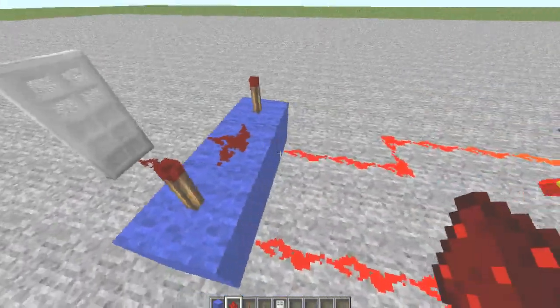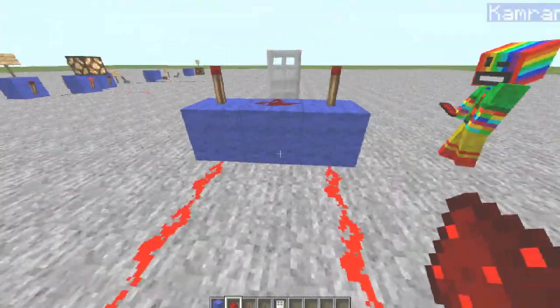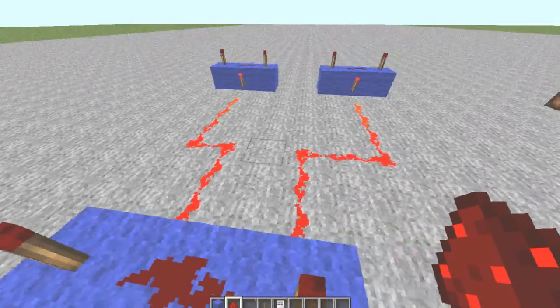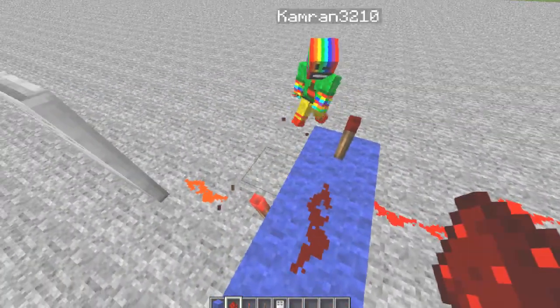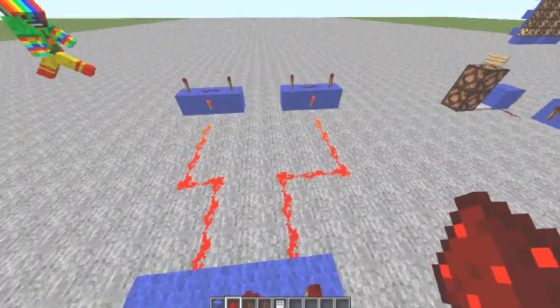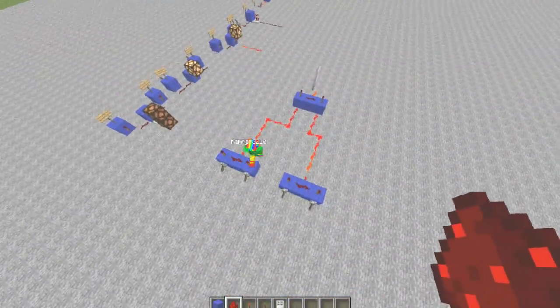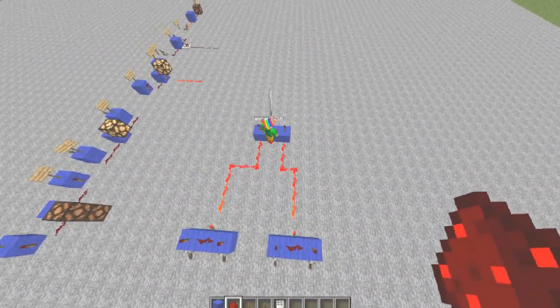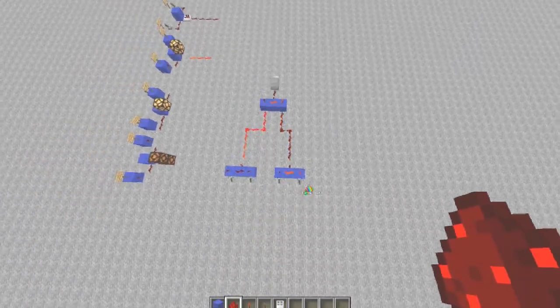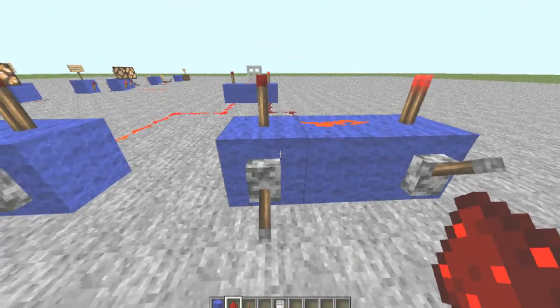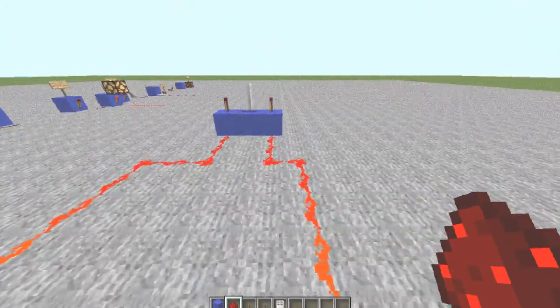Oh, for these ones you don't need the levers. And you need a torch here. There. Yeah, the outputs of these two lead into the input of that one. So if you turn one key off, it closes the door. When all of them are on, it opens the door.